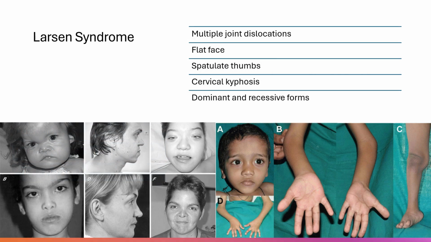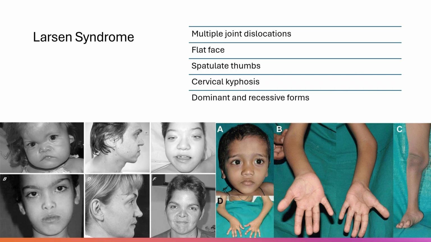Let me introduce you to Larsen syndrome by helping you understand how it differs from the other skeletal conditions we've discussed. While most skeletal dysplasias primarily affect bone formation and growth, Larsen syndrome creates its distinctive features through problems with joint stability and connective tissue development. Think of Larsen syndrome as representing a different category of skeletal abnormalities.